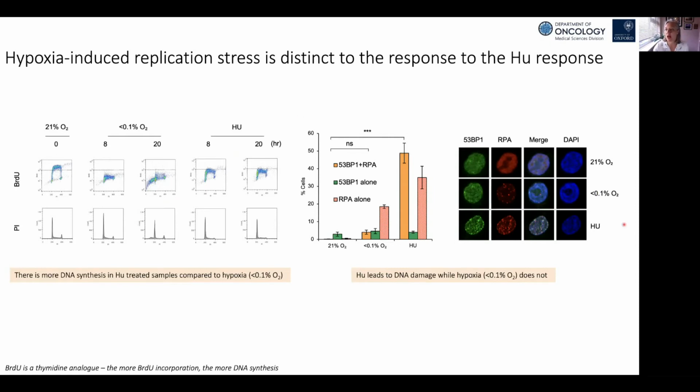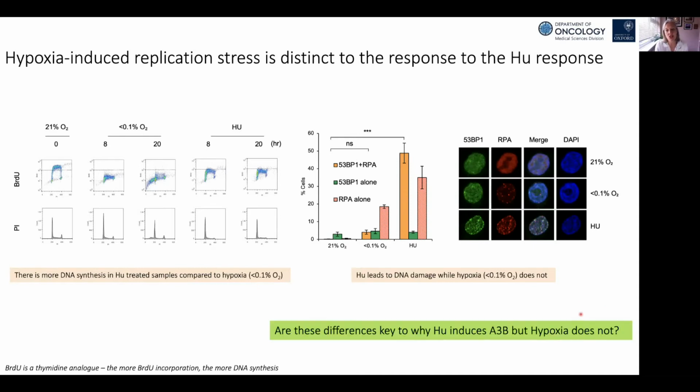We also found that unlike the hypoxic conditions, where we saw no accumulation of 53BP1 foci, just like I showed you on one of my very early slides, we do see 53BP1 accumulating in hydroxyurea. So there is DNA damage in this situation, and that's just shown here. So we've got this difference in replication, we've got a difference in the DNA damage, and we wondered whether these were the factors underpinning that finding that HU will induce APOBEC activity, but hypoxia will not.